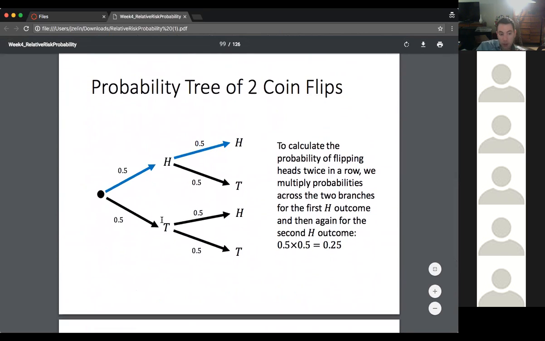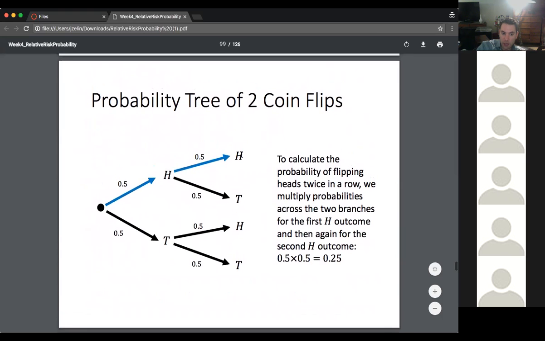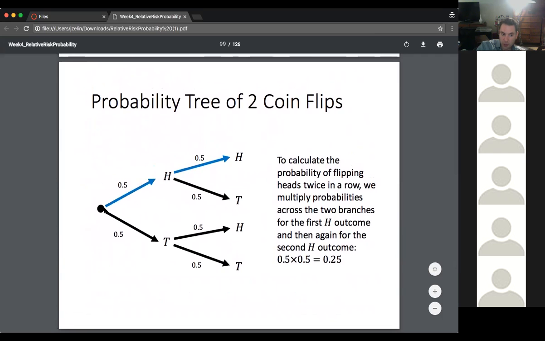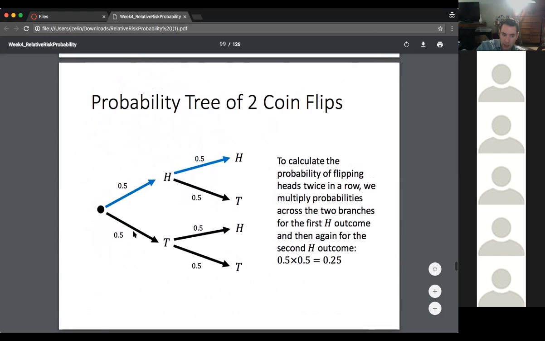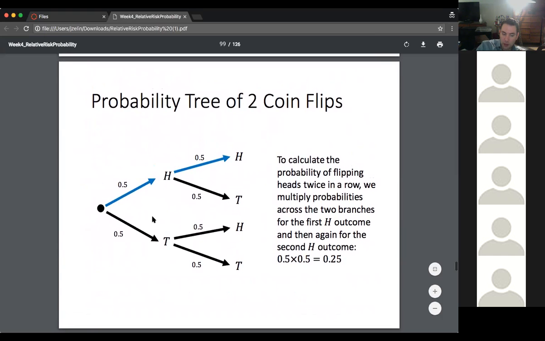Now we can flip the coin twice. So this represents the one coin toss. You have either heads or tails. And then you flip that coin again a second time. So you could either get a heads on the first toss and a heads on the second coin toss, or you get a head on the first toss and tails on the second, and so there are all these different possibilities.